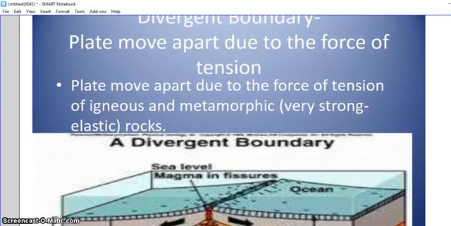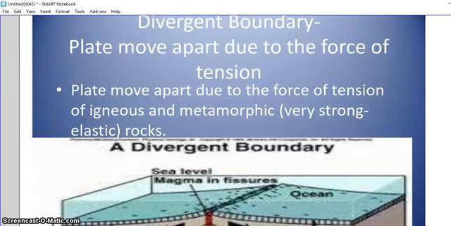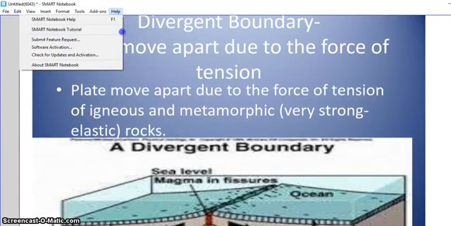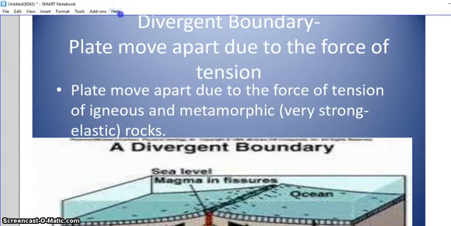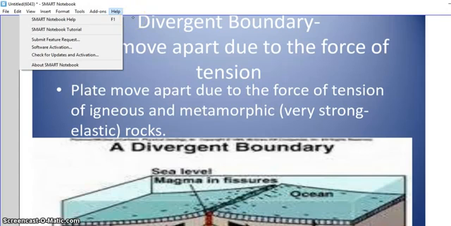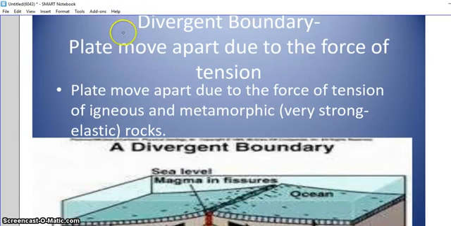Here we go. So the divergent boundary is the first type of boundary of the 5 that we're going to talk about. A divergent boundary is where divergent means spread apart or move apart. And so the divergent boundary is when a plate moves apart due to the force of tension.